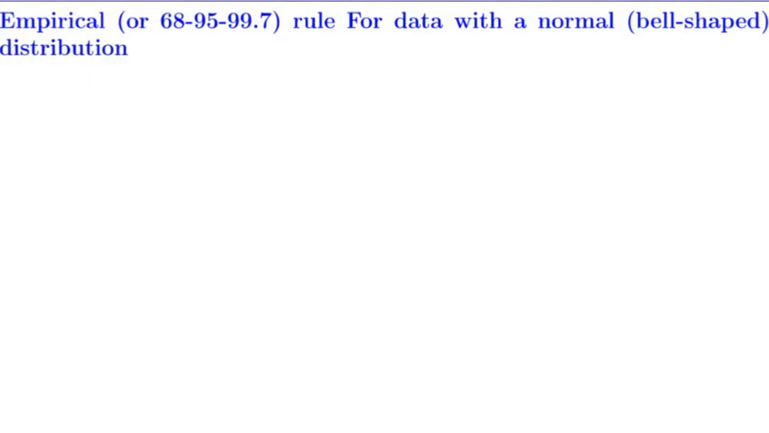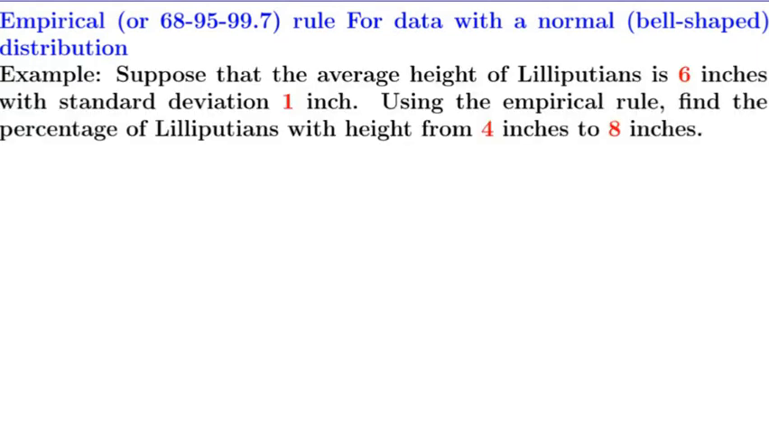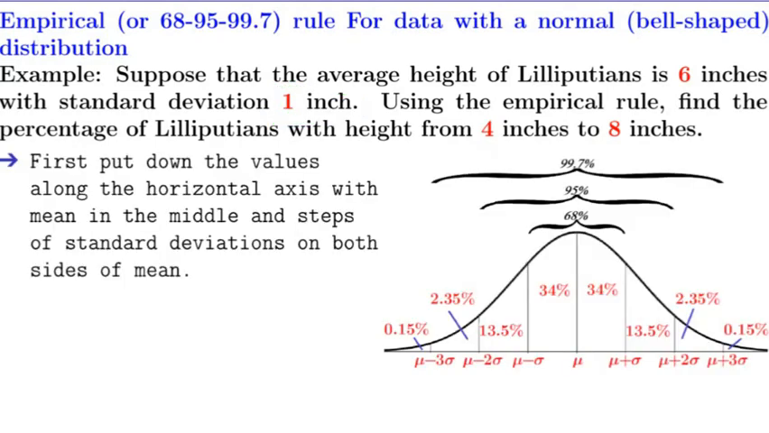Now let's look at some examples for the empirical rule. Suppose that the average height of Lilliputians is 6 inches with a standard deviation of 1 inch. Using the empirical rule, we need to find the percentage of Lilliputians with height from 4 inches to 8 inches. First put down the values along the horizontal axis with the mean in the middle, and steps of standard deviations on both sides of the mean.